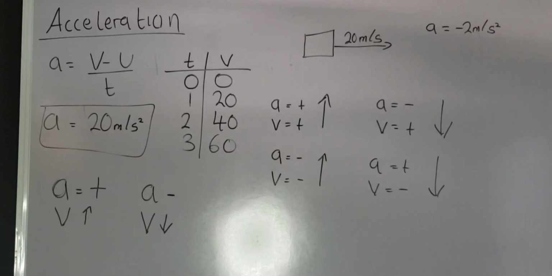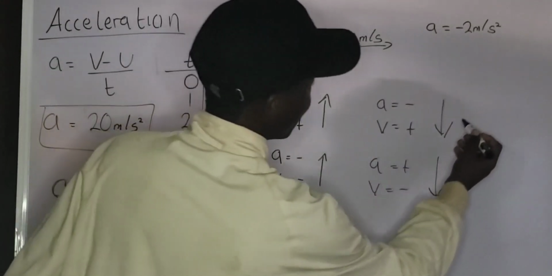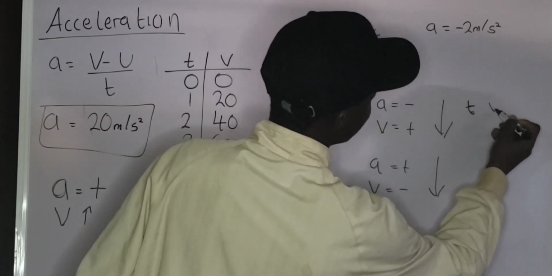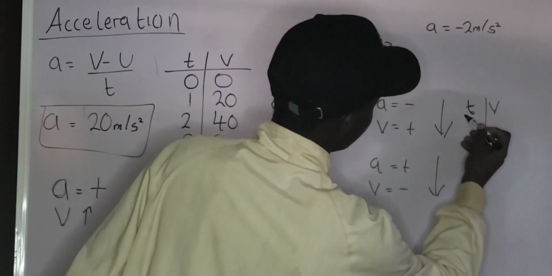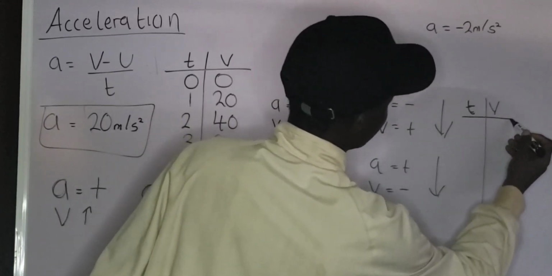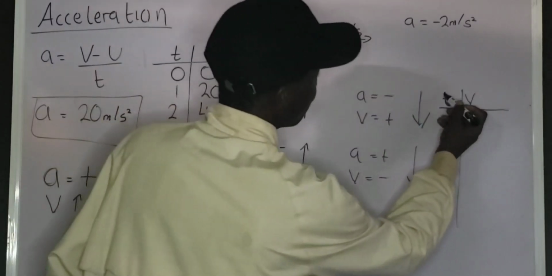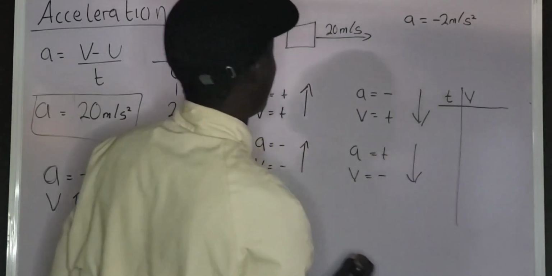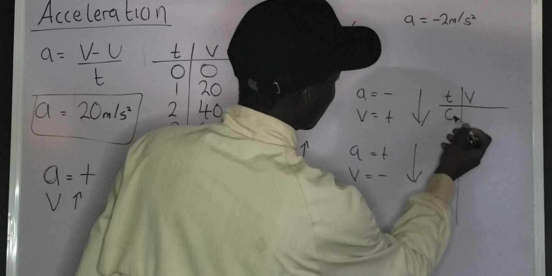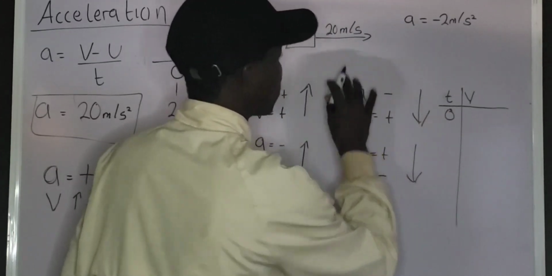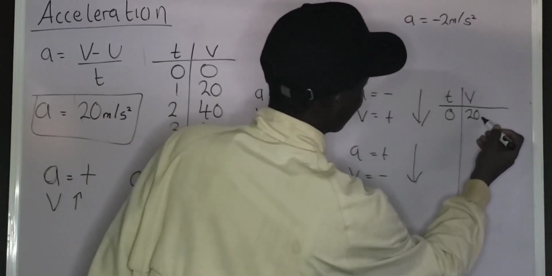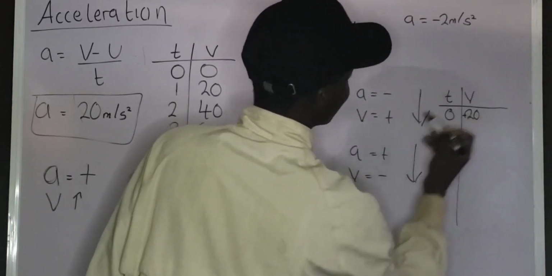Okay, let me just do the table here. Let us have t, and we have the velocity. You understand? When t is 0, the velocity of the object is what? 20 meters per second, because it's already in motion. That is positive 20 meters per second.